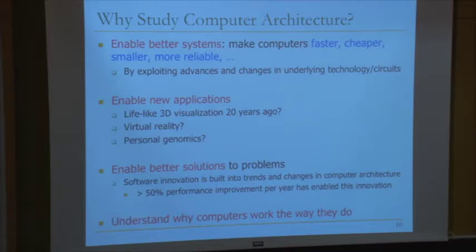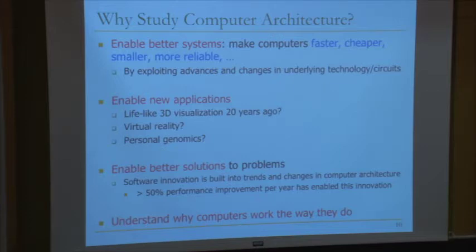In the end, the goal is to make computers better in some way. Better could be faster, cheaper, smaller, more reliable, more robust, more predictable, maybe, depending on what you want to do, right? And the goal is to exploit advances and changes in the underlying technology and circuits. And Moore's law is an enabler to do all of this. There's another goal, which is to enable new applications. You could argue that these are similar, right? Better systems come with better applications, potentially.